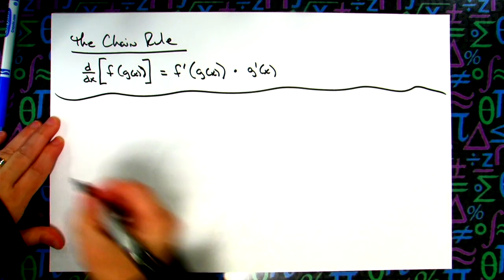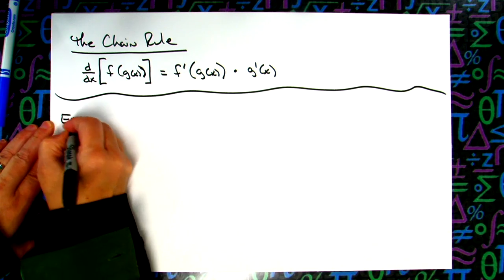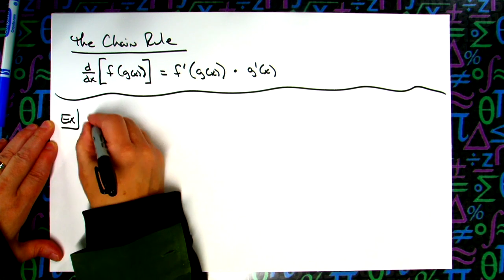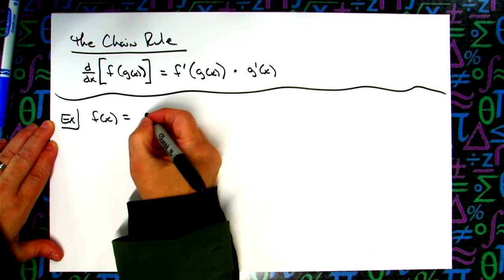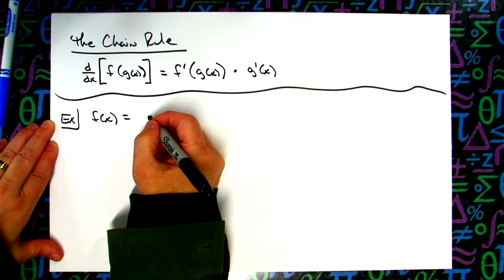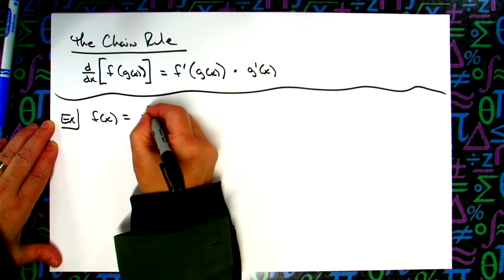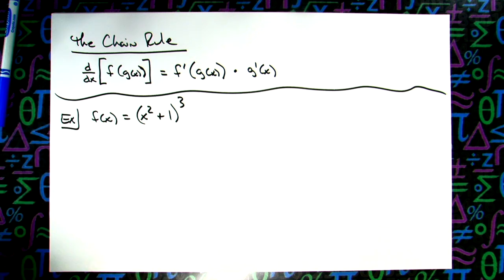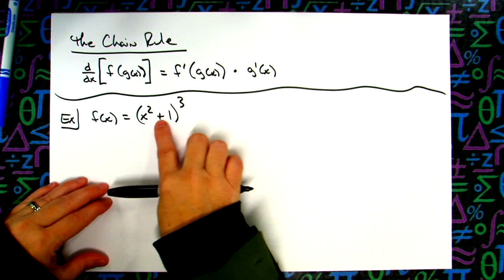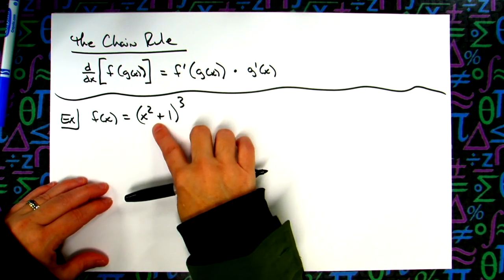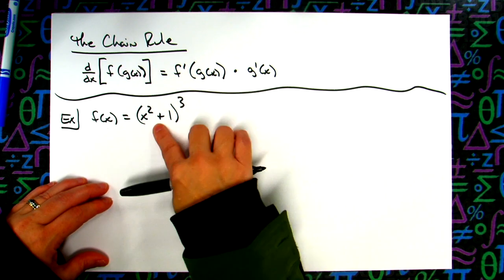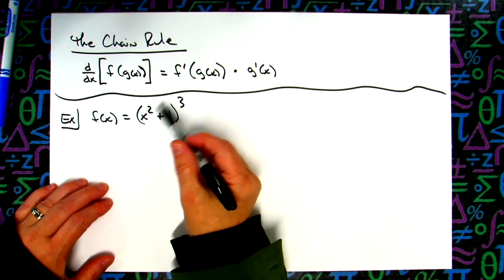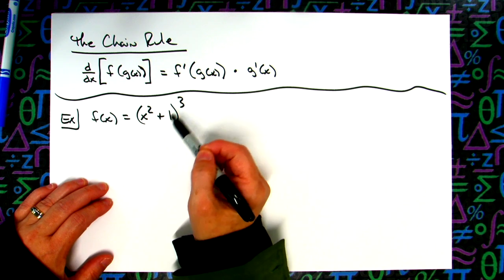Okay, now let's implement this. Do some examples here. Let's suppose I've got f of x equals x squared plus 1, raised to the third power. All right, now clearly I have an inside and an outside. My inside is x squared plus 1. My outside is something being raised to the third power. All right, so the outside function is a power, so power rule.